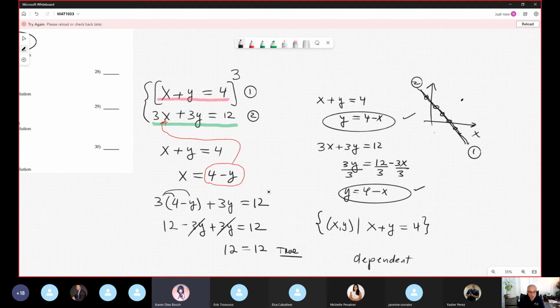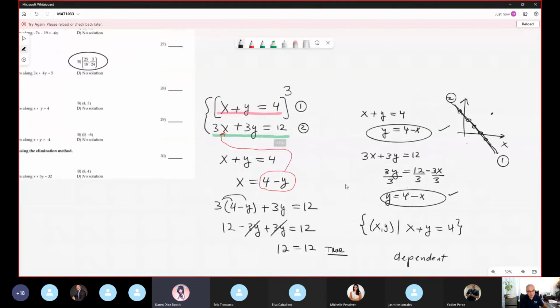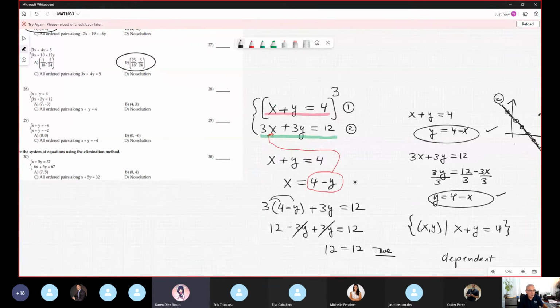Okay? So if you take a line equation and you multiply by any number, you don't change the line. It's the same line. They are dependent lines, dependent equations, and we have infinitely many solutions. And the way to represent this is all real numbers. There are many ways. In my opinion, the correct way is C: all ordered pairs along x plus y equal 4. So you put, for example, all ordered pairs along 3x plus 3y equal to 12, it's the same thing. Of course, more elegant simplification, but this is okay.